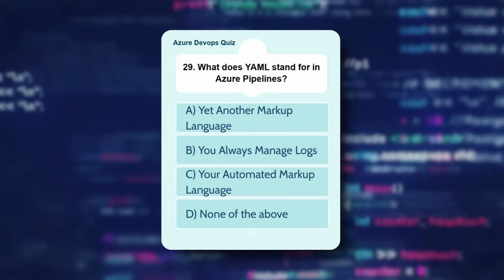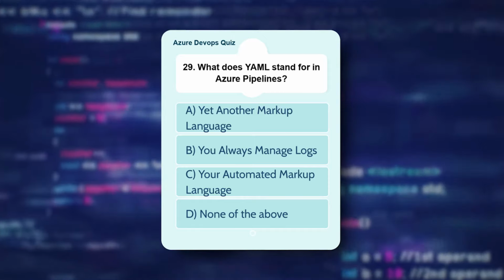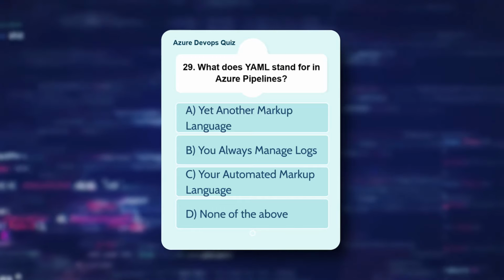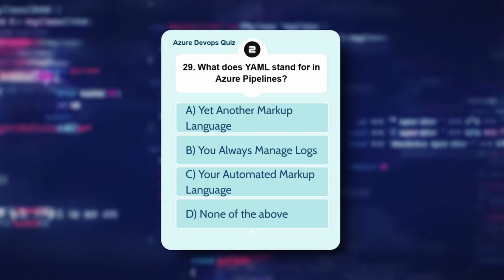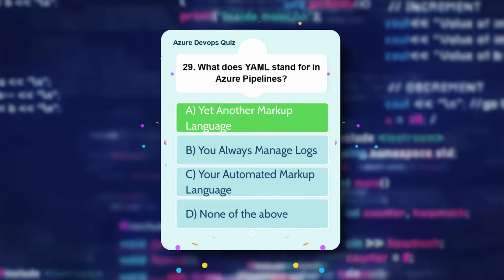29. What does YAML stand for in Azure Pipelines? A. Yet another markup language. B. You always manage logs. C. Your automated markup language. D. None of the above. Answer: A. Yet another markup language.